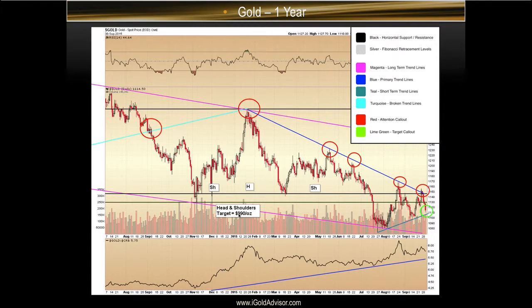So given that we have gold in a long-term downtrend, and you have another head and shoulders pattern here giving us a target of $990 an ounce, I'm willing to wager, as far as my own trading or investing, that over the next several weeks we are going to have a breakdown below this trend line and at least a retest of this 1075. So you may want to wait for that.